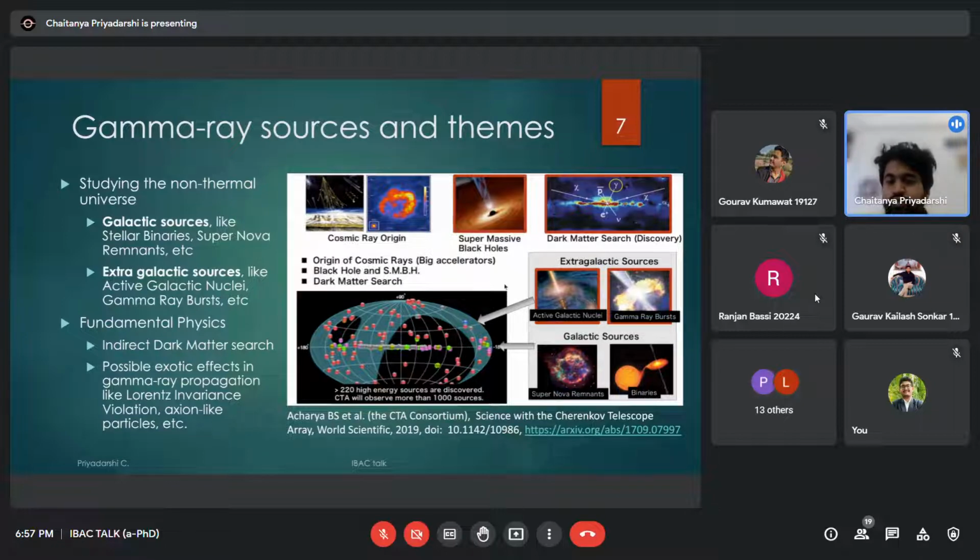But just to give you the other context, in general we want to find the origin of cosmic rays. They come from big accelerators or high energy environments which can produce such high energy particles. One of them is obviously a black hole or a supermassive black hole, and they are really a great candidate to study.